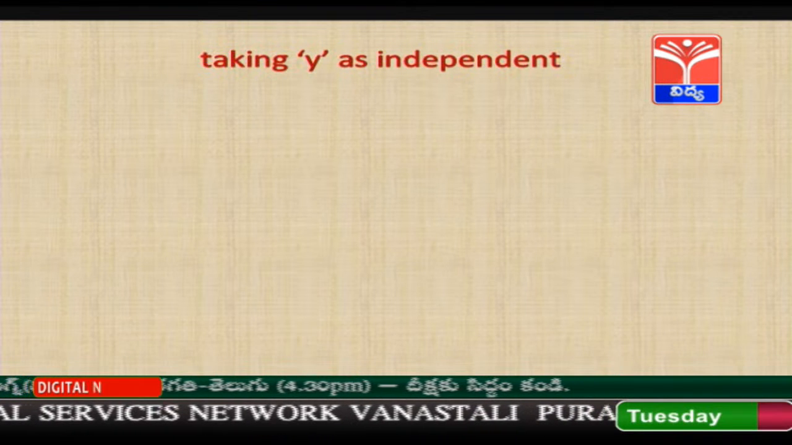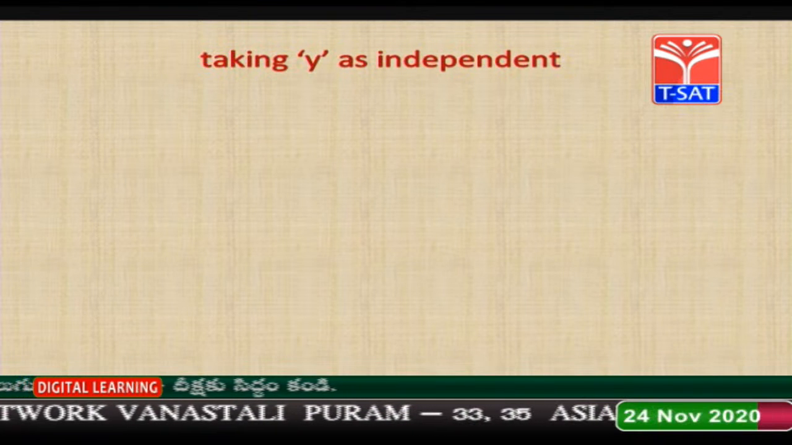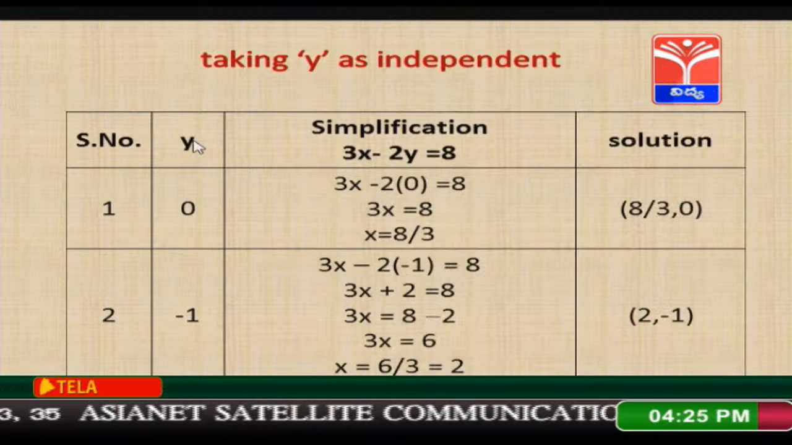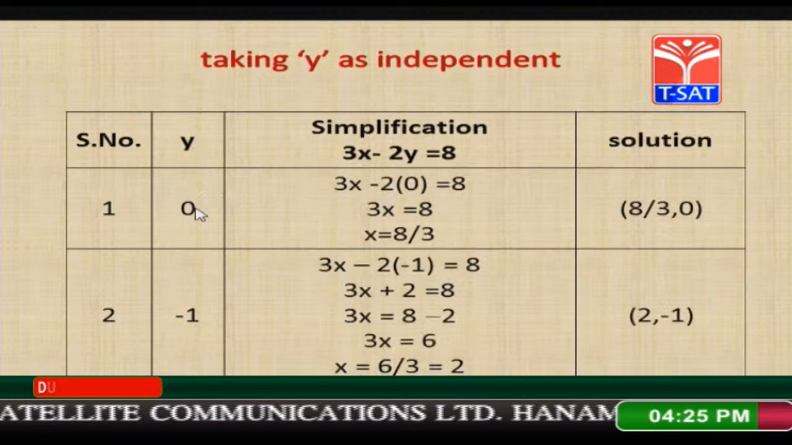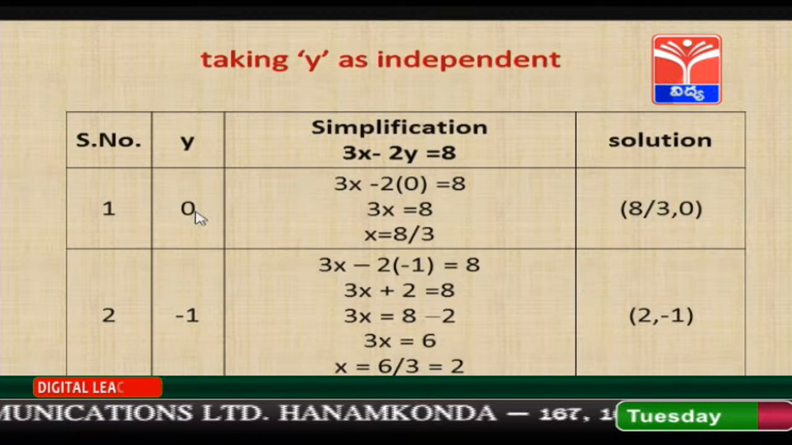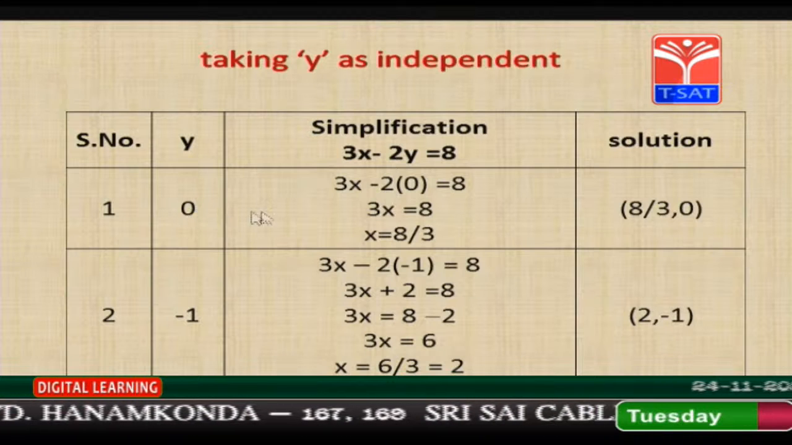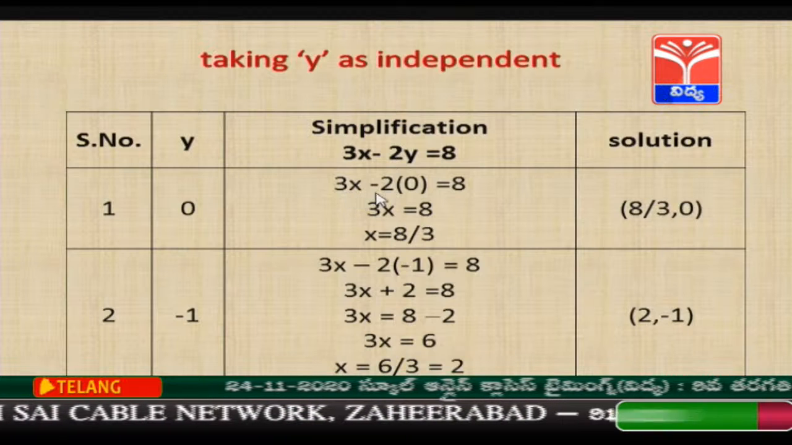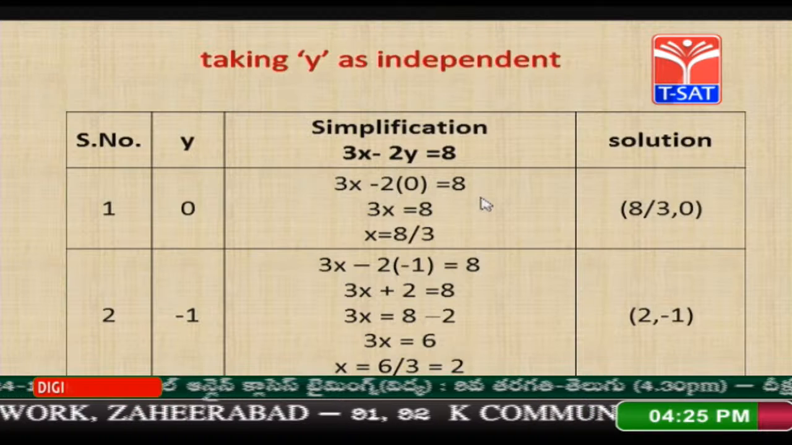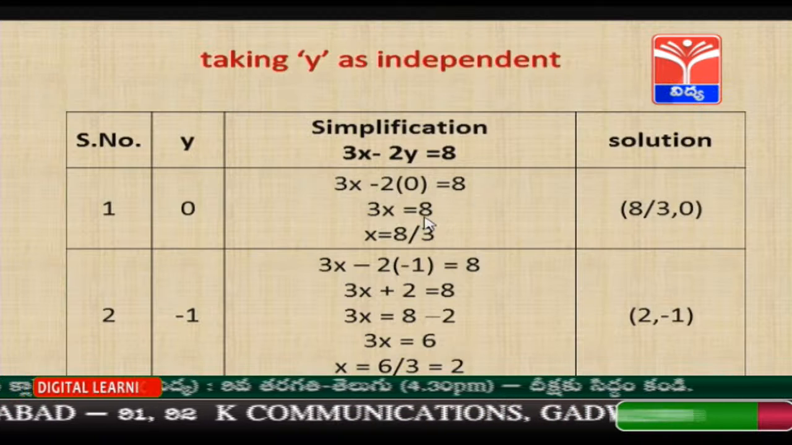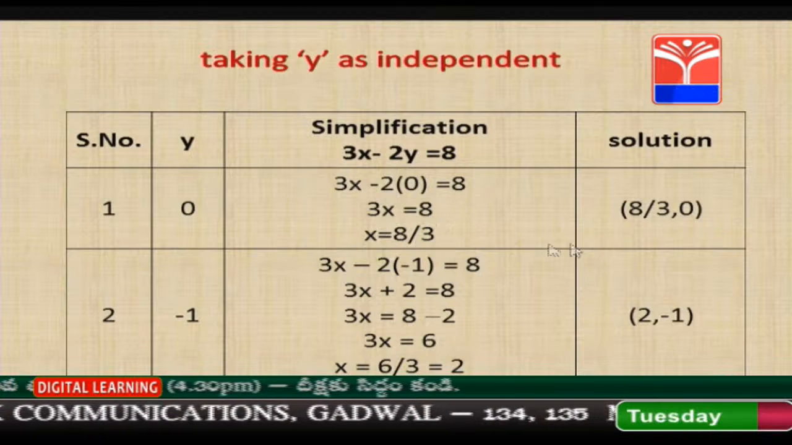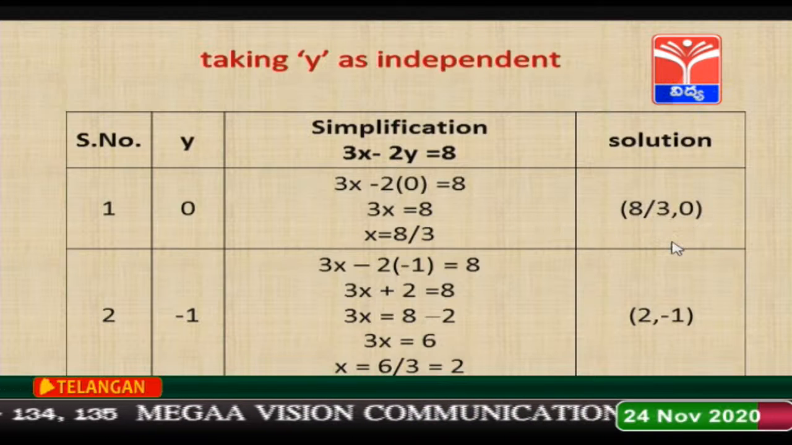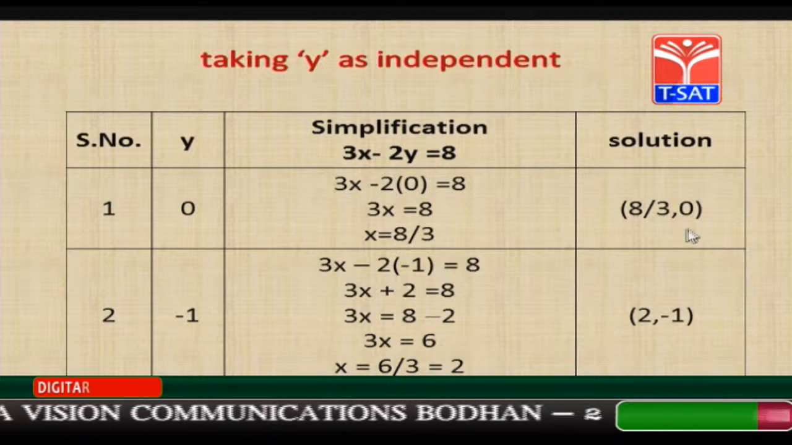If I take y as my choice, that means y is independent, then in the table, now, instead of taking x, I have taken y as 0. When I take y as 0, I will be getting the simultaneous value of x when y becomes 0. See, 3x minus 2 into 0 is equal to 8, 3x is equal to 8, that means x is equal to 8 by 3. So, here x value is how much? 8 by 3. So, your solution set is (8 by 3, 0).